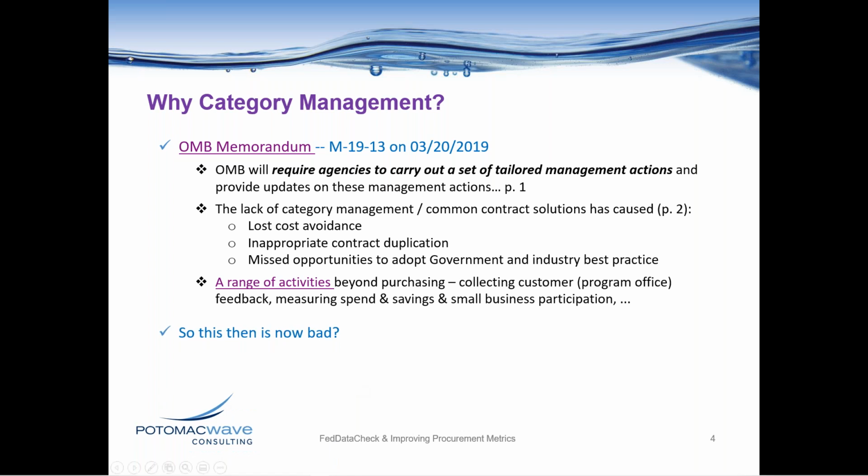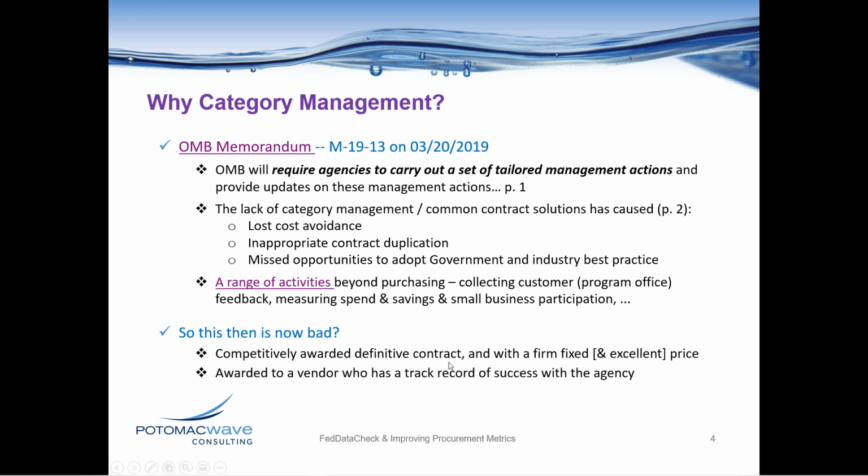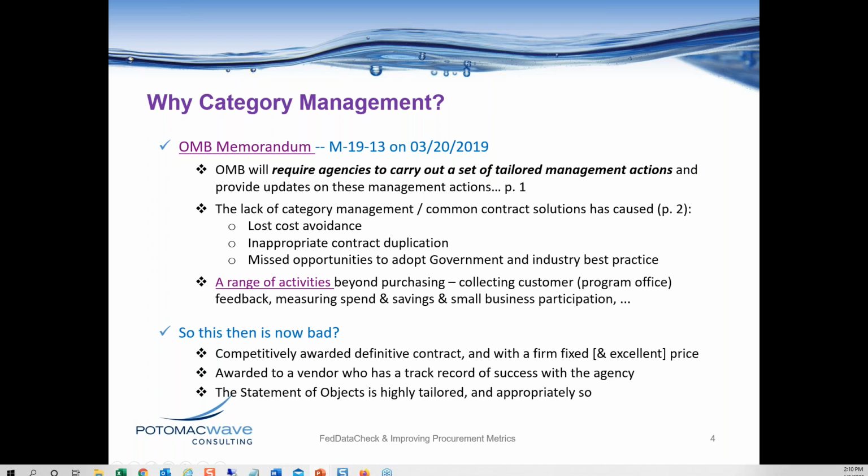All right, so I got a little question mark here. This now is bad. A competitively awarded definitive contract with a firm fixed price, and you got an excellent price from the vendor. You awarded this definitive contract to a vendor with a track record of success with your agency, and the statement of objectives is highly tailored and appropriately so. That's bad. And that brings me to my first poll.